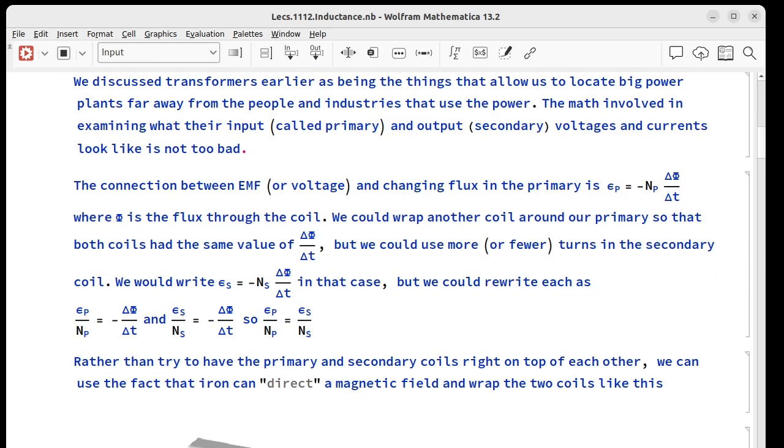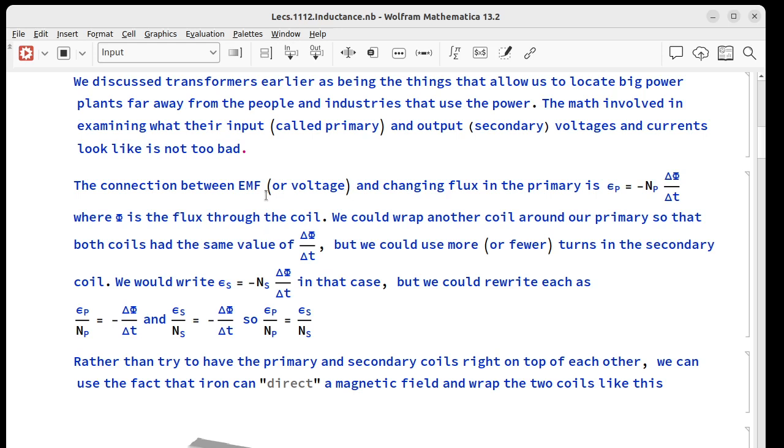Now, we talked about transformers being the thing that's sort of built the modern power grid, where we have big and more efficient power plants far away from people without wasting all that power trying to get it to people. And we're able to deliver the power to your house at a relatively low voltage to make it a little bit more safe. So the math involving the connection between the input or primary coil on a transformer and the output or secondary coil is not too bad.